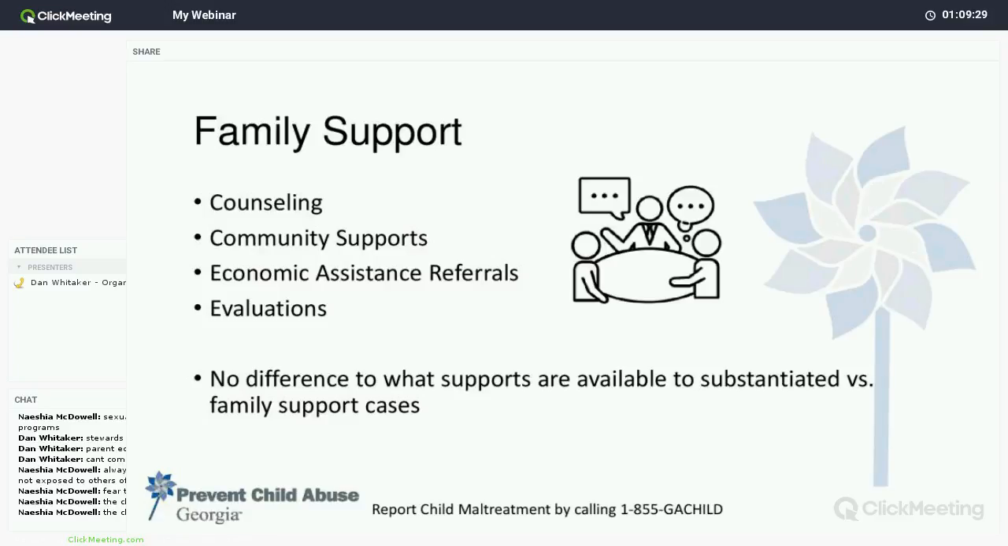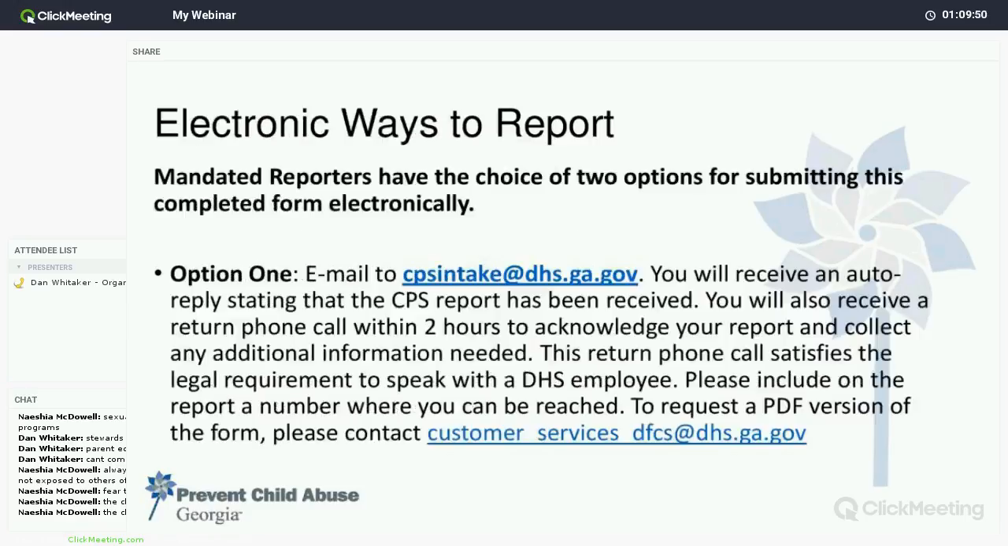And just to give you some more information about family support, family support options are the same whether a case is substantiated or not. So whether they're just receiving family support or it was a substantiated case of maltreatment, the only difference is that some is optional and some is required. They can include counseling, family and community supports, economic assistance referrals, and also evaluations.